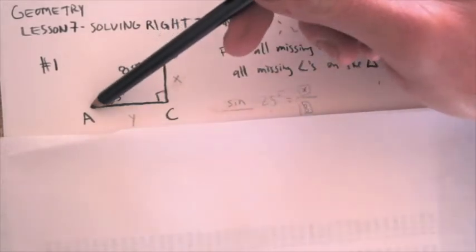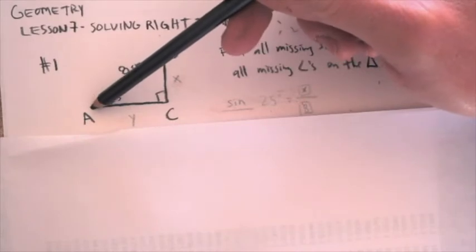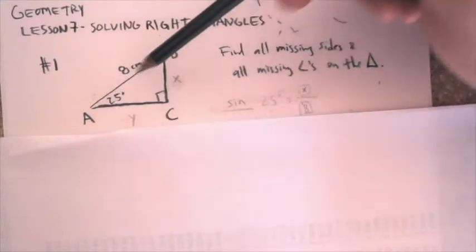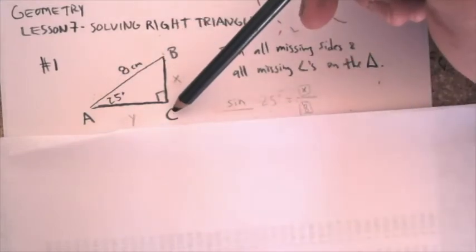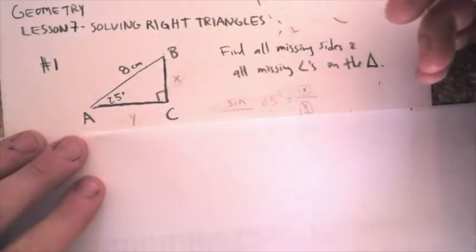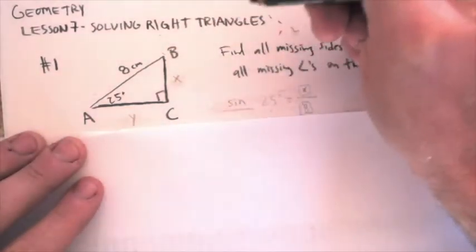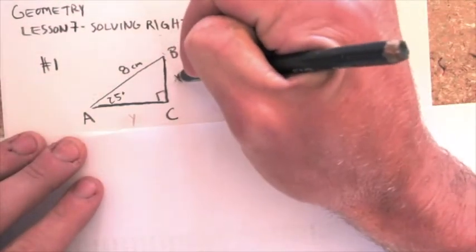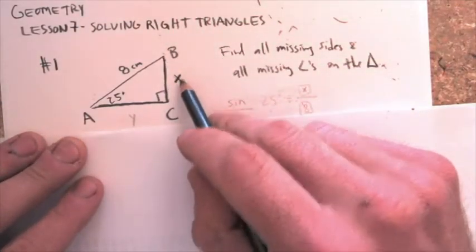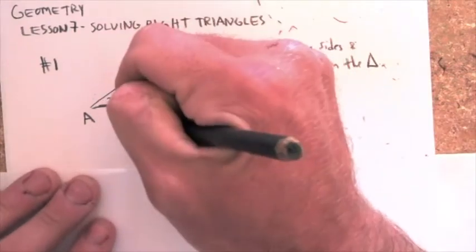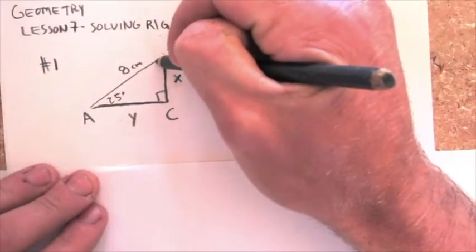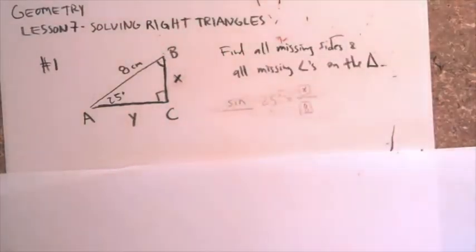To be consistent, it's always going to be A here, B here, and C will be your right angle. So A and B are the two acute angles, and C is your 90-degree angle, just to be consistent. And I'm going to put letters on these two sides. I'm trying to figure out all the missing sides, which would be that side. We'll call that X, side BC. I'll call this side Y, side AC. And then I'll just call this angle up here angle B.